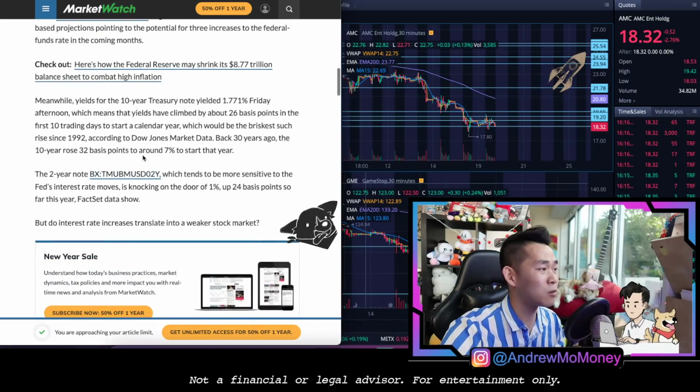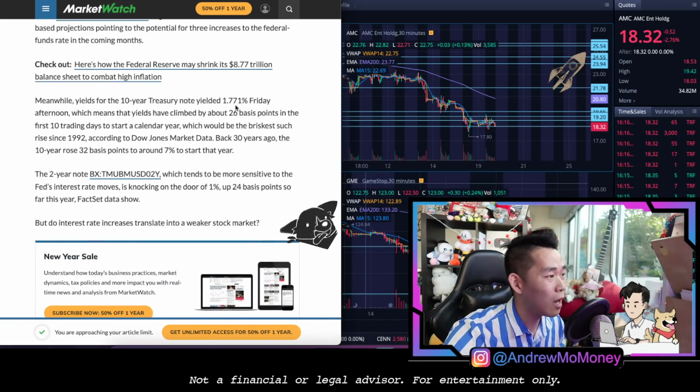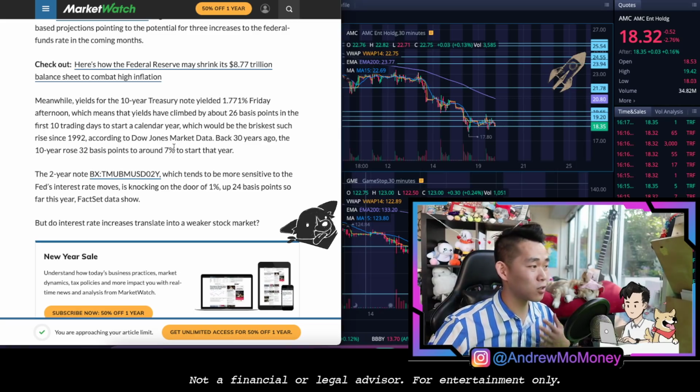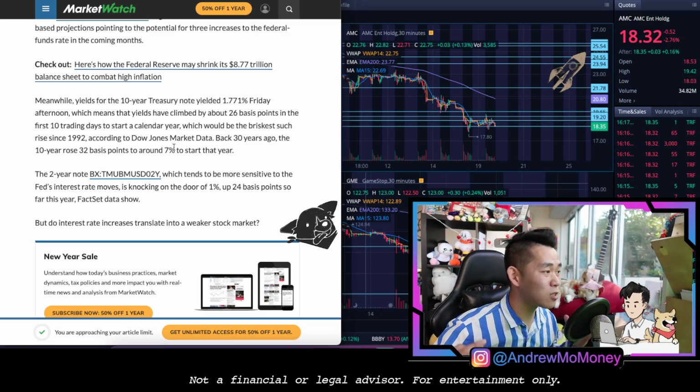Meanwhile, yields for the 10-year Treasury note stood at 1.771% Friday afternoon, which means that the yields have climbed about 26 basis points in the first 10 trading days to start a calendar year, which would be the briskest such rise since 1992, according to Dow Jones market data. Back 30 years ago, the 10-year rose 32 basis points to around 7% to start that year.